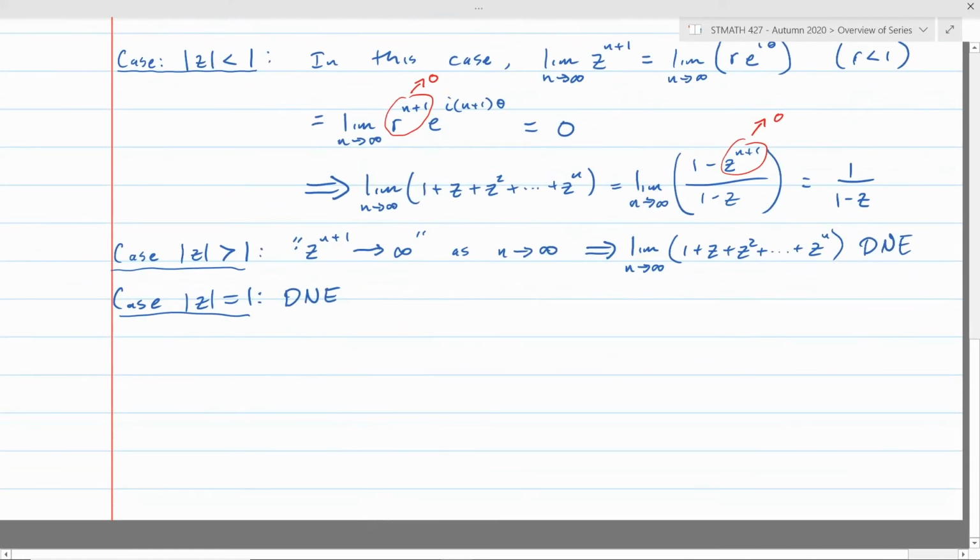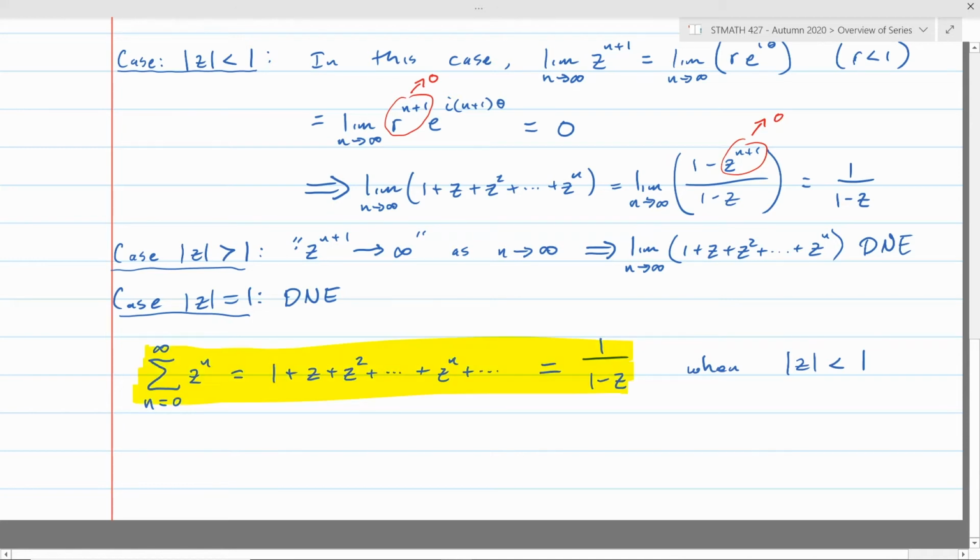And so the conclusion is that the series z to the n converges to 1 over 1 minus z when the modulus of z is less than 1, and then that series just does not converge for other values of z. And it's cool that this is exactly the same formula that you get from back in calculus.